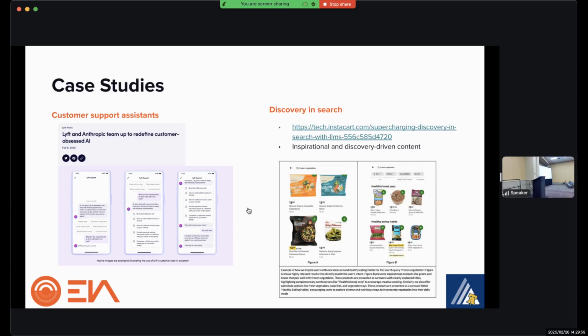Second example is about Instacart. Instacart has integrated a large language model in its search system to enhance product discovery and user engagement. So they combine LLM's extensive world knowledge with their own domain-specific data, and the platform is able to offer more relevant and inspirational content, so as to address previous limitations in search result diversity and relevance.